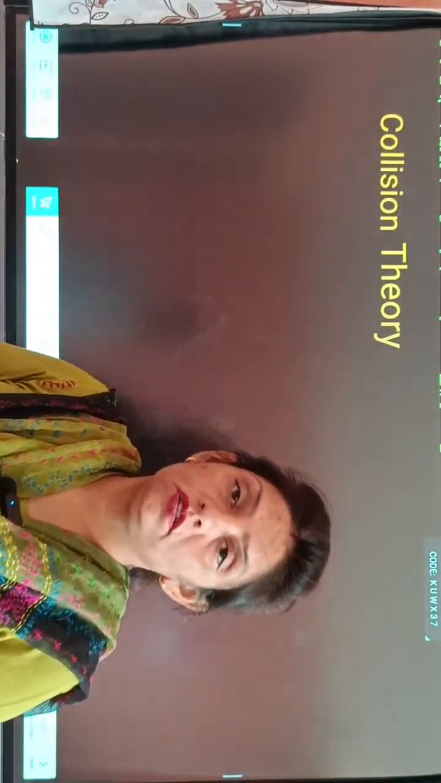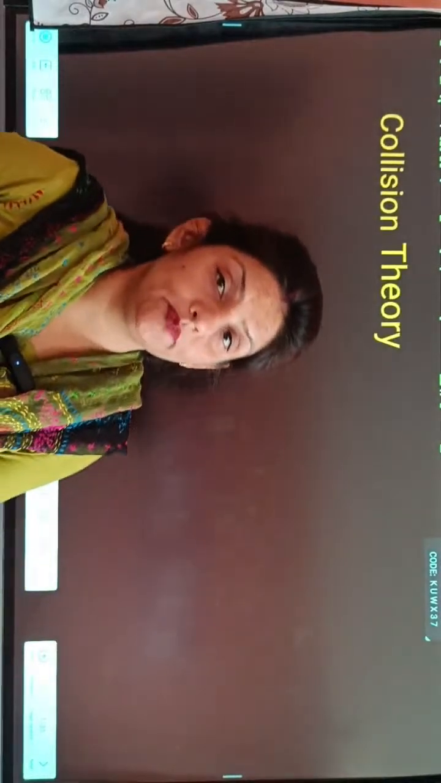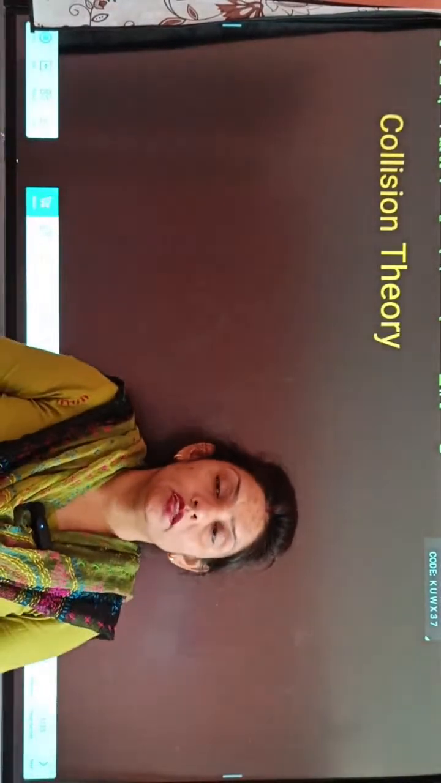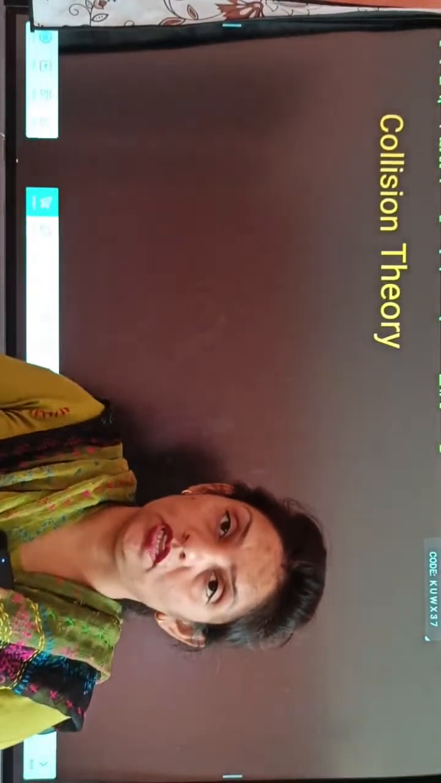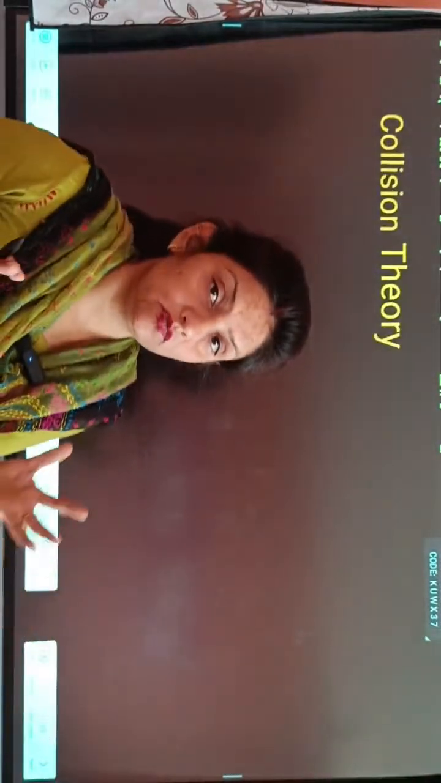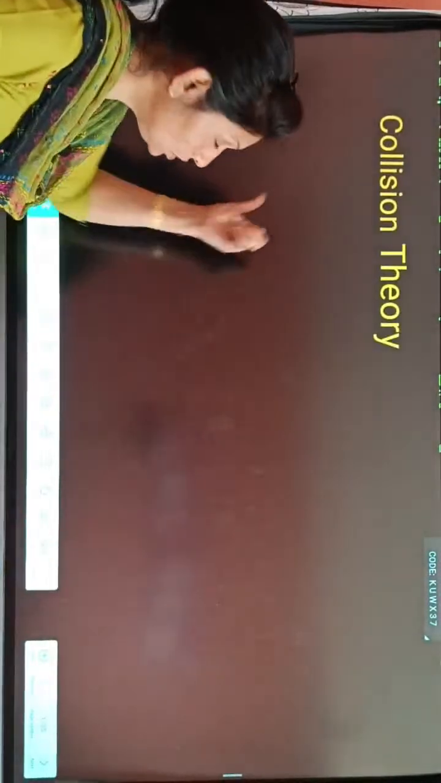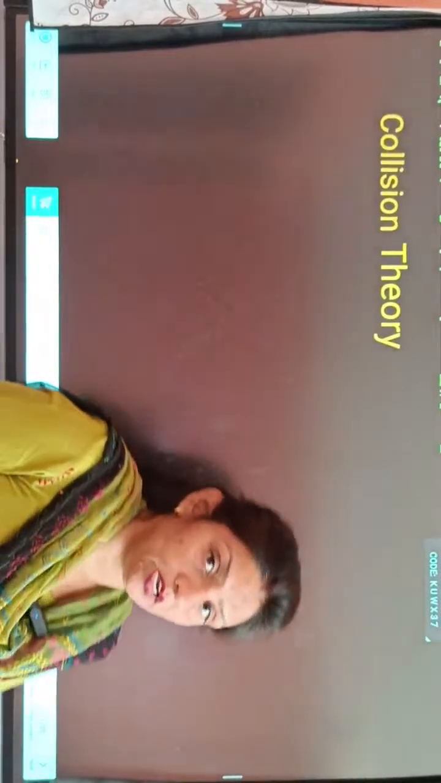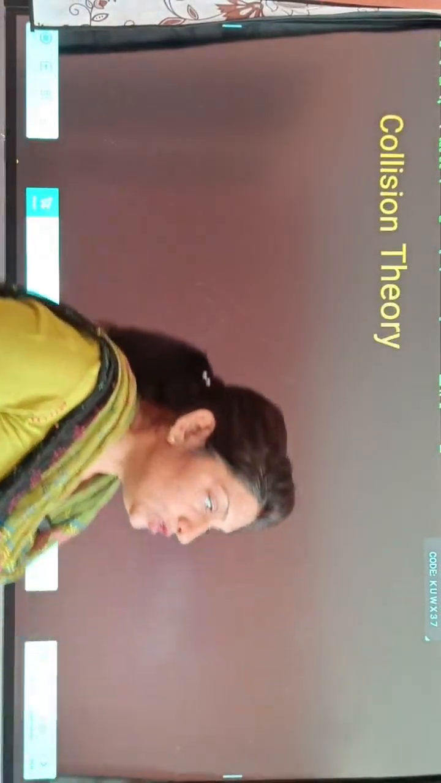So students, yesterday we discussed the Arrhenius theory. That was a topic of Unit 3, Chemical Kinetics, of class 12th. Today we will discuss one more theory, that is the collision theory. This theory also belongs to the same unit, Chemical Kinetics.